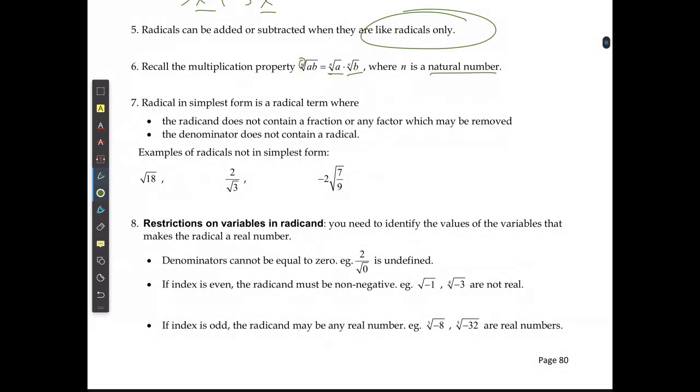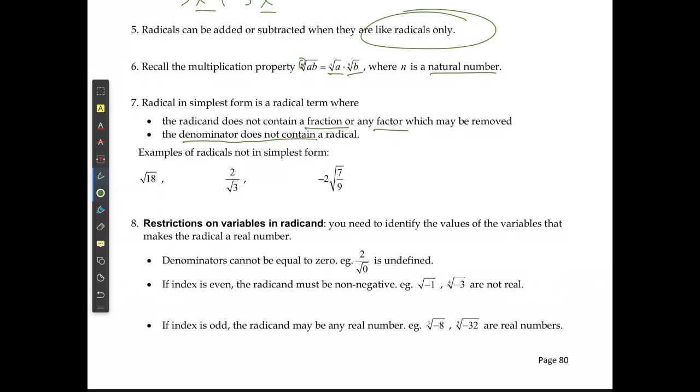A radical in simplest form is a radical term where the radicand does not contain any fraction or any factor which can be removed, which means that it should not have a fraction in the radicand, and it shouldn't have a perfect square if it's a square root, or a perfect cube if it's a cube root, that you can divide out of there to simplify it into a mixed radical further. Also, the denominator cannot contain a radical.